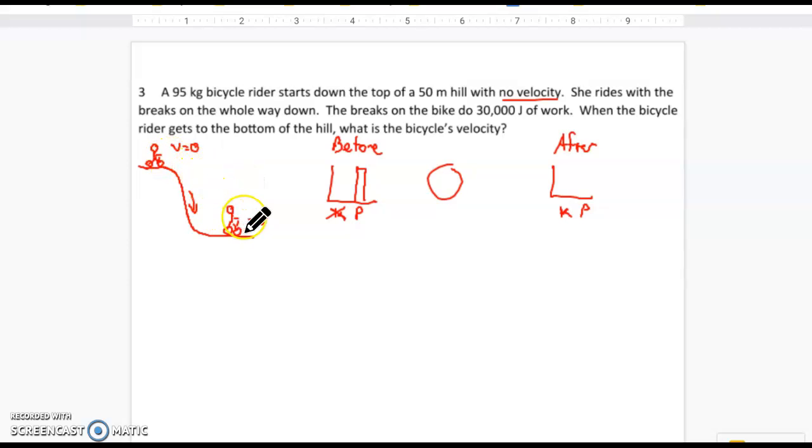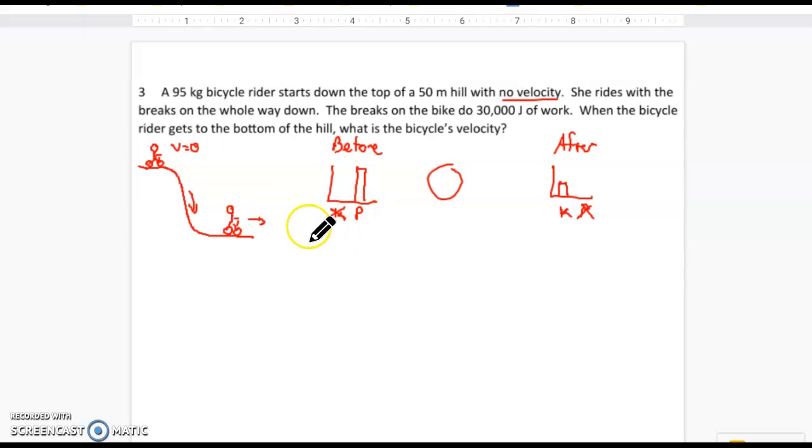When she gets down to the bottom of the hill, she's braking on the way down. She might probably have some kinetic energy, but probably not all kinetic energy because she was braking. How much this is, not sure. But I know for sure when she's at the bottom, her height is 0. So that means that the potential energy is 0.